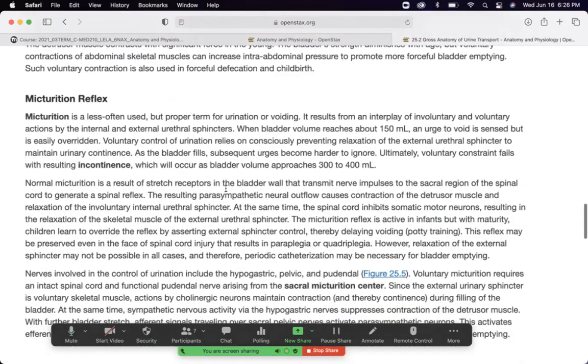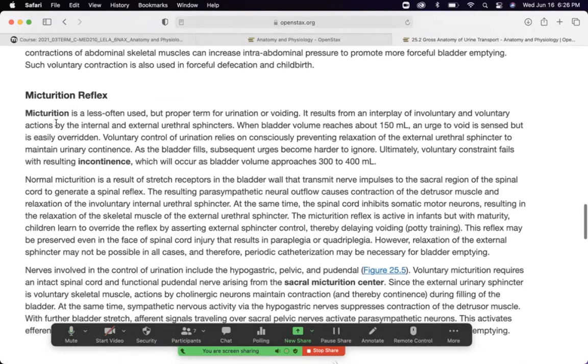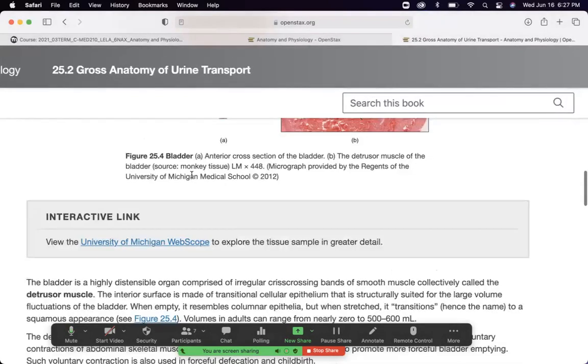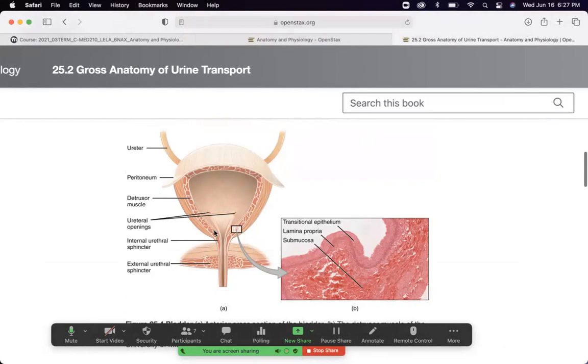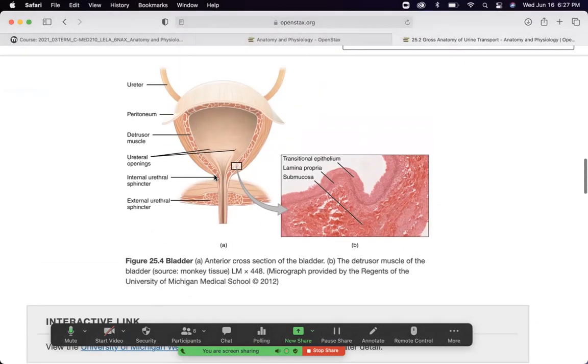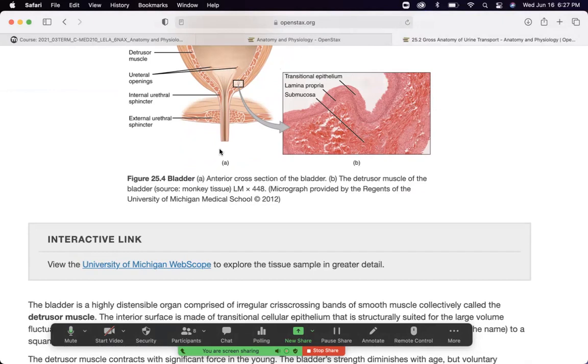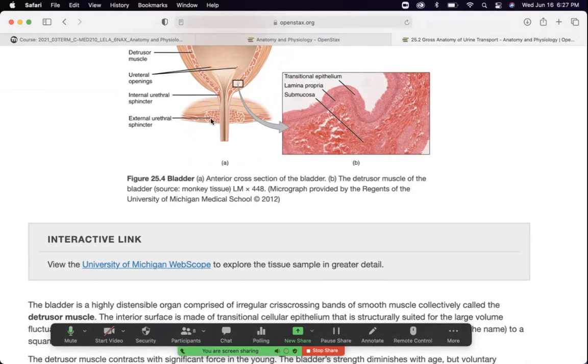Now, micturition is another word for urination. Another word for urination is voiding. So to have your patient void. Now, it's a reflex. When your body senses that your urinary bladder starts getting full, what's going to happen? There'll be increased pressure down your urethra, and your urethral sphincters.